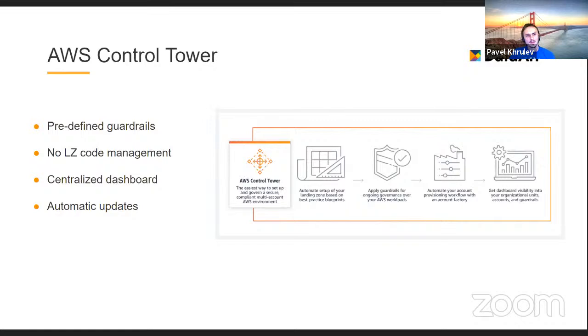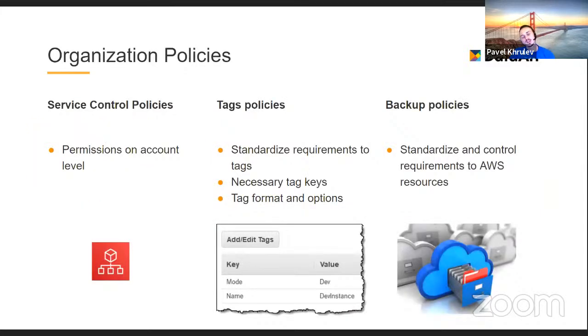Okay, next, I want just to take a look at some features that AWS Organizations provide us, or just some services that we have that we may use in a multi-account environment. And one of the most powerful features is organization policies. AWS Organizations currently has three main policies.